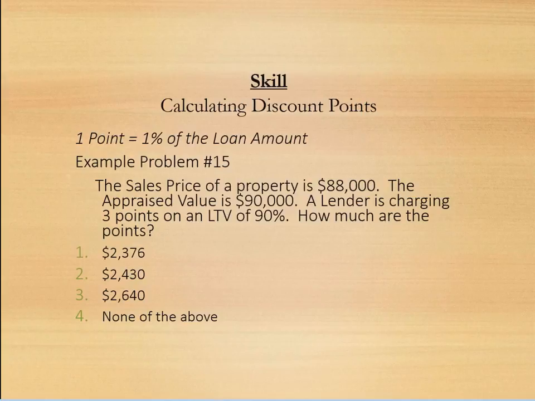So now let's look at the hard math of how discount points would be calculated. In this real estate skill, we want to remember that for every 1 discount point, that equals 1% of the loan amount. And remember, when we're dealing with real estate finance, the loan is always based on the sales price or the appraised value, whichever number is lower. In this example, the sales price of a property is $88,000. The appraised value comes out to $90,000. If a lender is charging 3 discount points on an LTV of 90%, how much are those discount points?